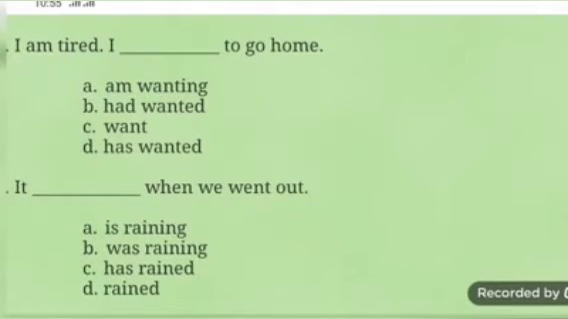Next one, next number, it blank when we went out. This is the same as the situation that I told you earlier. It blank and we went out. We went out is a past form. So what was happening when they went out? So there's something here, and then it's past form. So you would say was raining. It was raining when we went out. Okay, so the longer action was raining, whereas the going out or when they went out, that's the shorter action. Okay, remember that. So the answer here is was raining, and that's letter B.